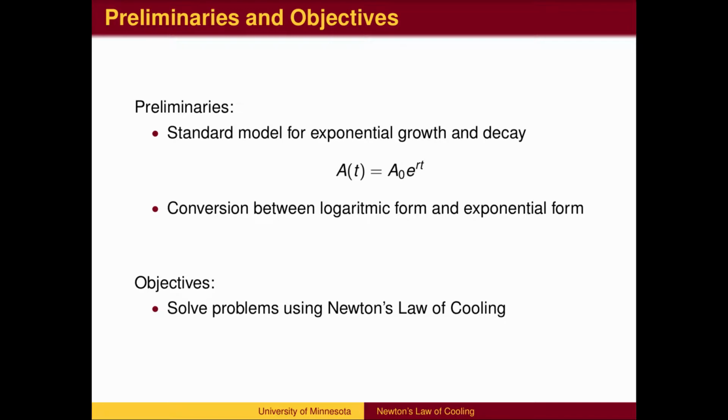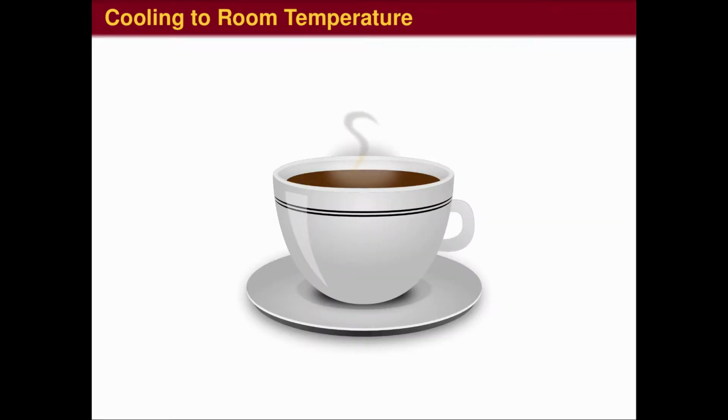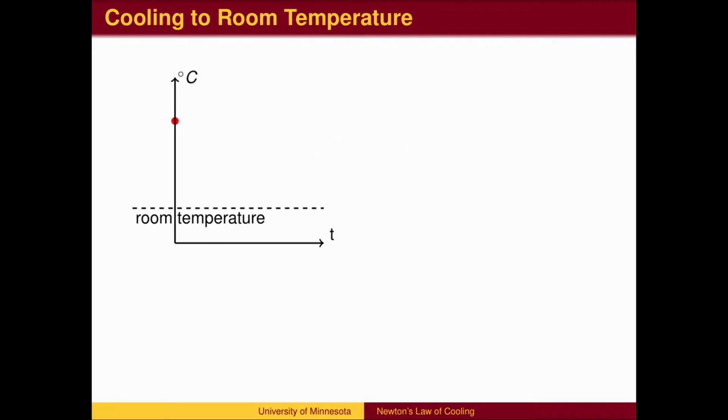In this lesson, we will solve problems using Newton's law of cooling. Newton's law of cooling states that the temperature of a heated object, like a cup of coffee, exponentially decays to the temperature of its surroundings, typically called room temperature. Suppose room temperature is 20 degrees Celsius, and initially the coffee is 80 degrees Celsius. As time passes, the excess heat in the coffee dissipates into the surrounding air.